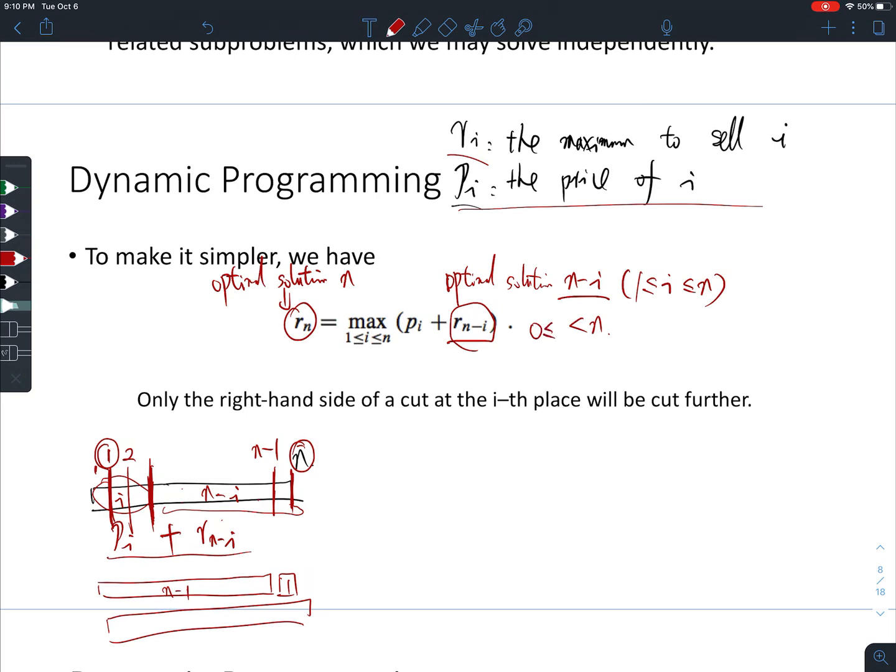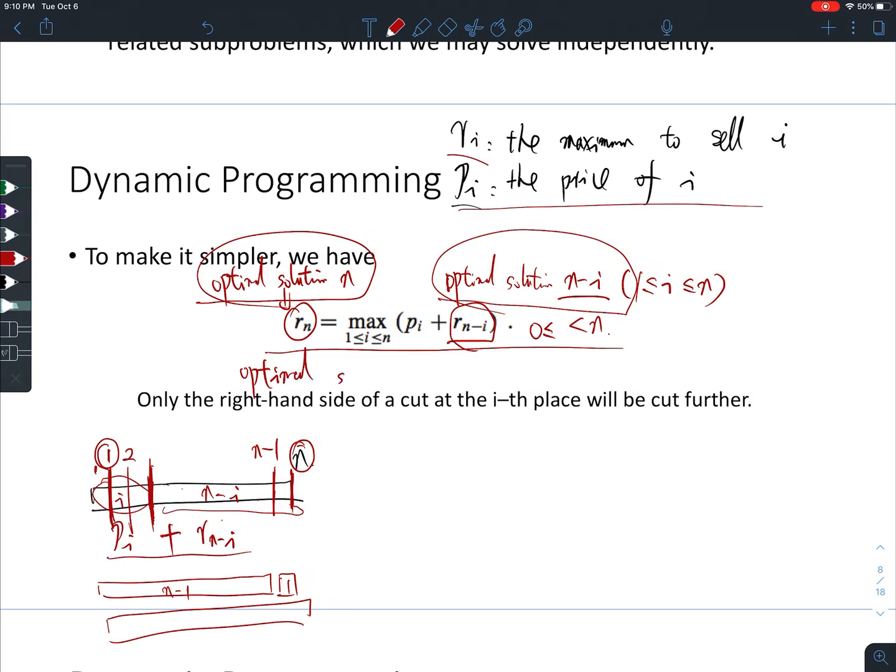So here what we can say is that on the left hand side we have the optimal solution to a bigger problem, whereas on the right hand side we have the optimal solution to a smaller problem, whose size is smaller than n. So if you see a problem like this, where the optimal solution of a bigger problem incorporates the optimal solution of a smaller problem, we say that this problem shows the optimal substructure property.